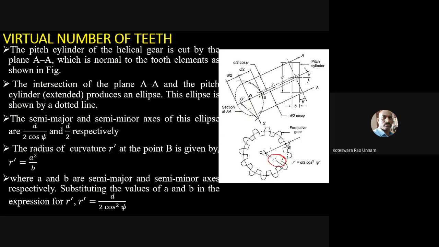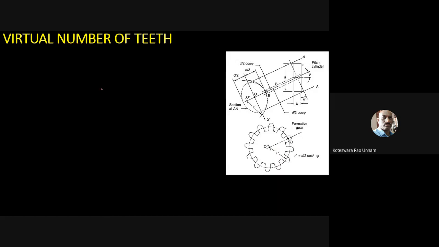Now this R dash is nothing but the equivalent spur gear pitch circle radius. Therefore if I multiply this by 2, I get the pitch circle diameter of an equivalent spur gear for this helical gear, which is d into cos square psi. So this is going to be the equivalent diameter. Once I know the equivalent diameter, I can calculate the equivalent or virtual number of teeth. That is what I show in the next slide.